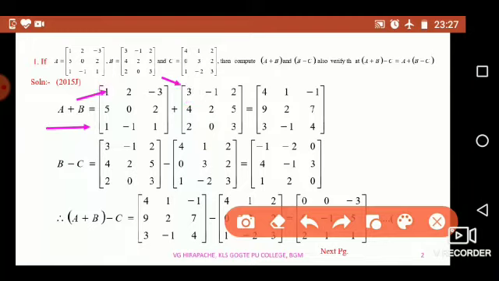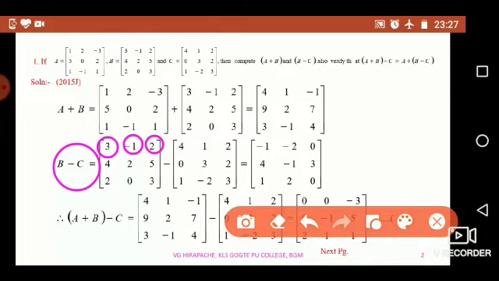Now, let me find out B minus C. In this case, we want B minus C, the subtraction of two matrices. The matrix B contains the elements 3, minus 1, 2 in the first row. Second row elements are 4, 2, 5. Third row elements are 2, 0, 3. Minus the other matrix C, which contains the elements 4, 1, 2 in the first row. Second row elements 0, 3, 2 and third row elements are 1, minus 2, 3.